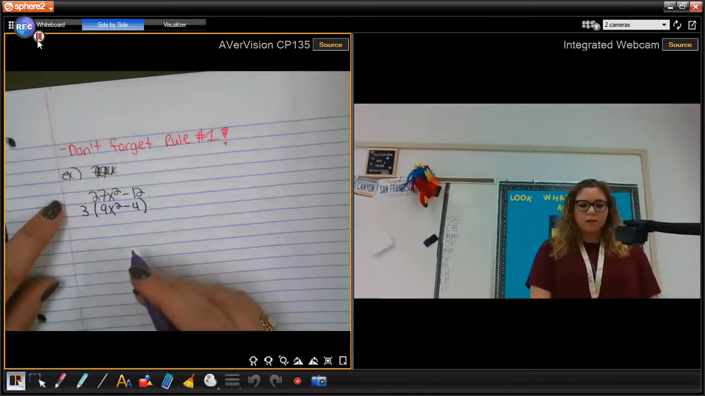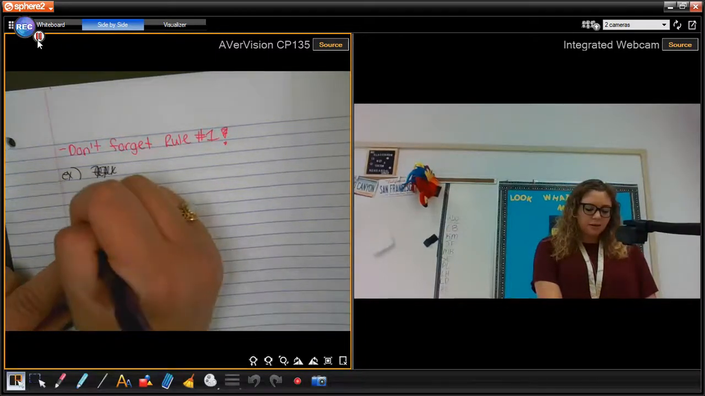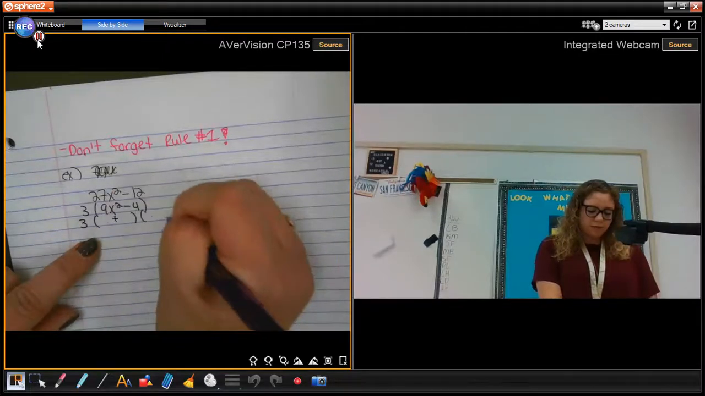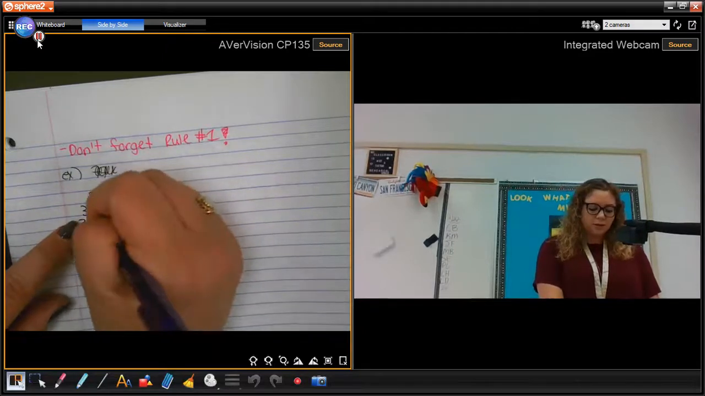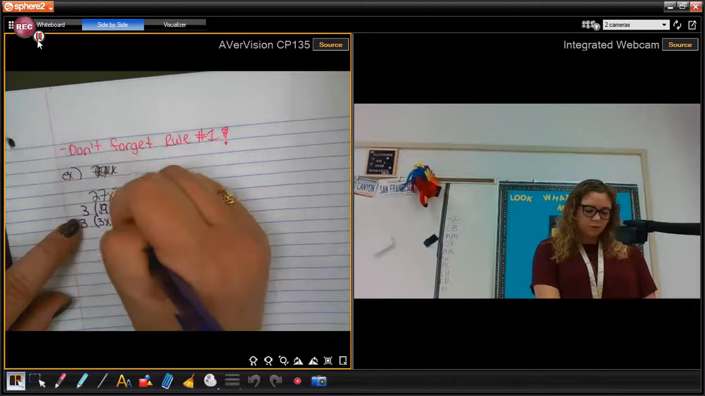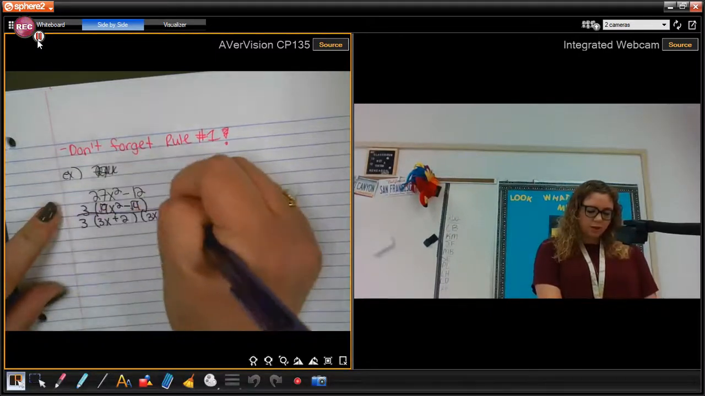Okay, so now I have perfect squares. I have a minus sign, so now I'm going to have two parentheses, one with a plus, one with a minus. Square root of 9x squared is going to give me 3x. Square root of 4 is going to give me 2. And you're going to keep that GCF on the outside.